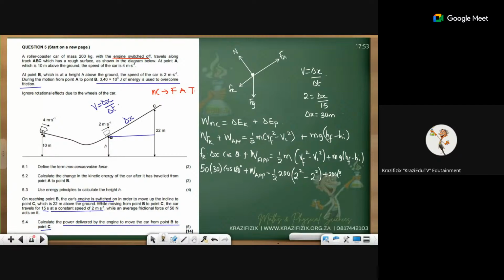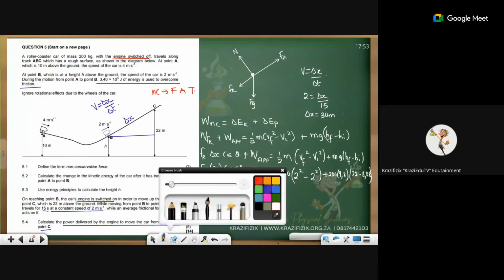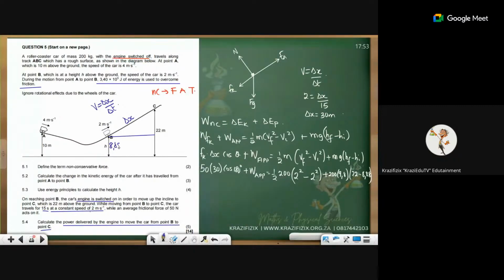What is G? Now, what's the final height? 22 minus 8 comma. Do you understand the 8 comma 88? It's between B and C. We got this height as 8 comma 88. So the height at B, that's the initial, and this becomes the final. Please do the maths for me.